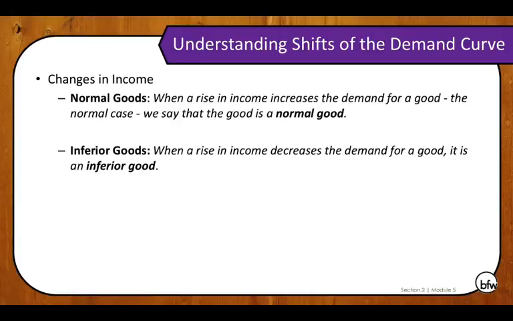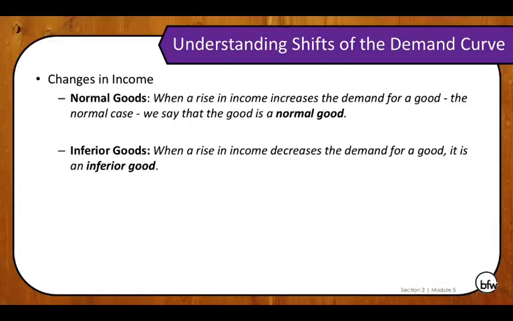The next factor that can shift the demand curve is a change in income. Generally, think of this as how much money you have to spend. If income goes up, if people have more money to spend, they'll buy more goods. If they have less money to spend, they'll buy fewer goods. And this is always the case if goods are normal goods.